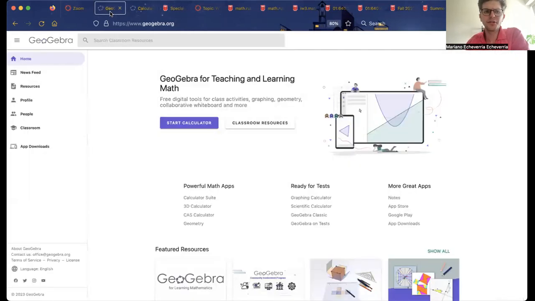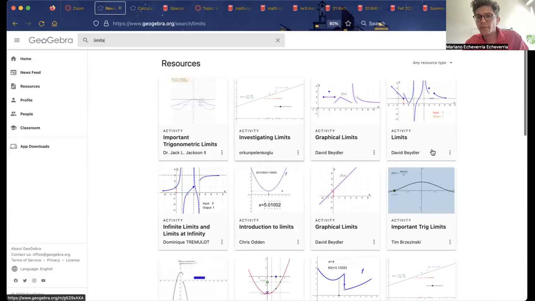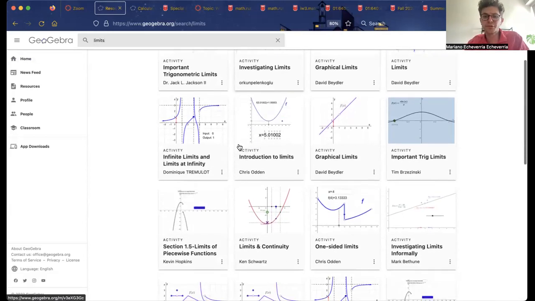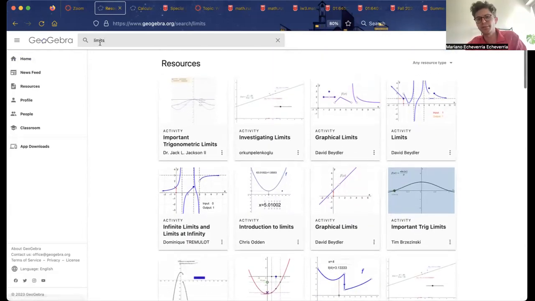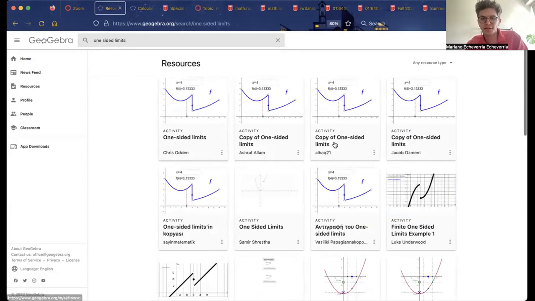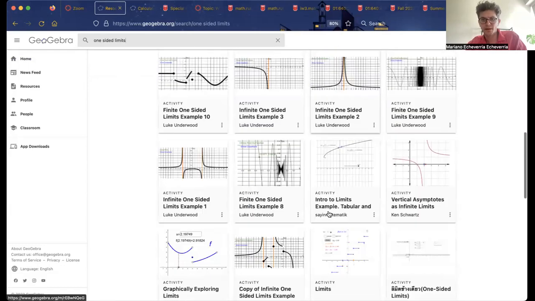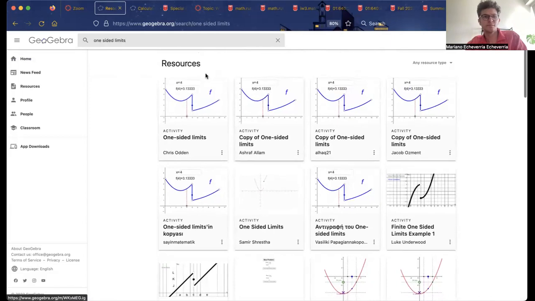But in GeoGebra, there are other things you can do here. If you enter limits, for example, there are a lot of animations you can use to work limits out, to develop some intuition. There are tons of resources on GeoGebra that are already made and they're all free. It's nice to just play with it and see what you find. There's a bunch of examples here about one-sided limits, or even limits and a bunch of other things. So it's a useful thing to have around.